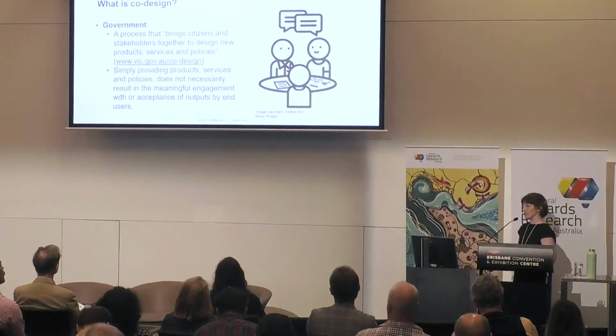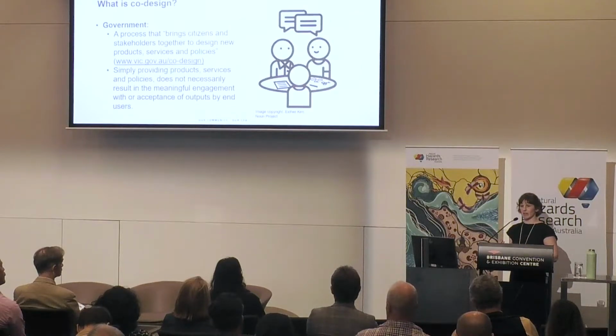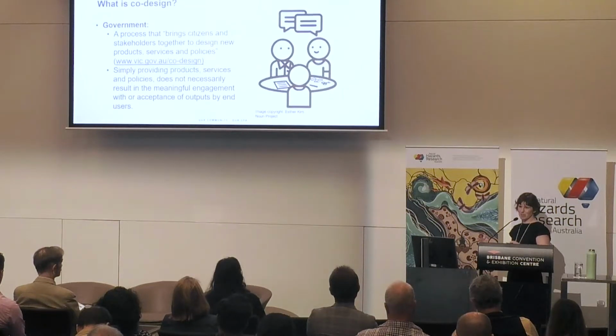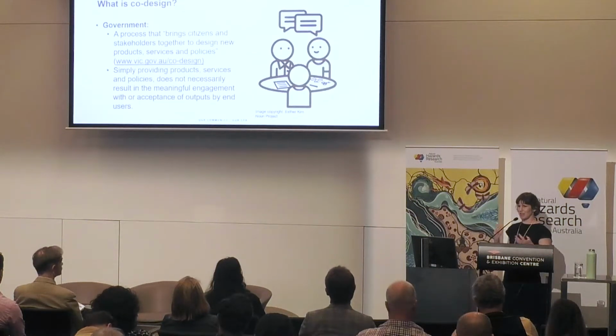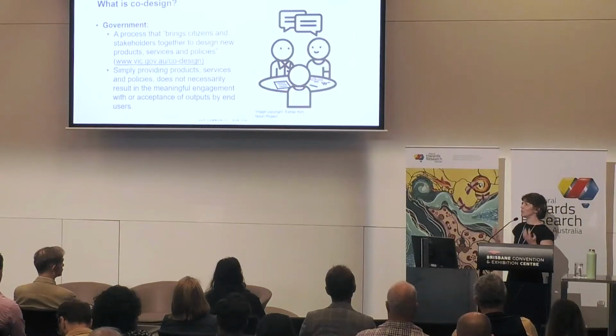It's also language that's been increasingly used by governments. For example, the Victorian government defines co-production as bringing citizens and stakeholders together to design new products, services and policies. This is an acknowledgement that just by producing these products, services and policies, it doesn't mean that the people who we intend to use those products and services have been engaged in that process or will actually use them. So the idea is, if you involve people through co-design, then you'll have more tailored, more appropriate and better outcomes.